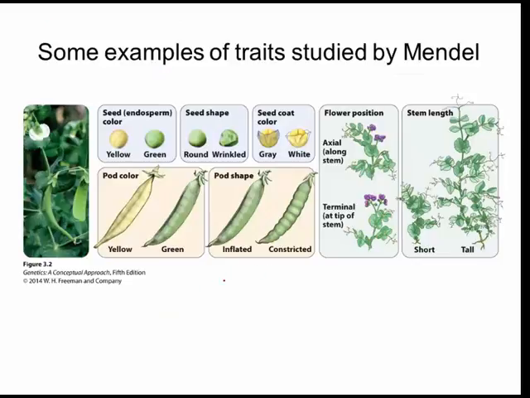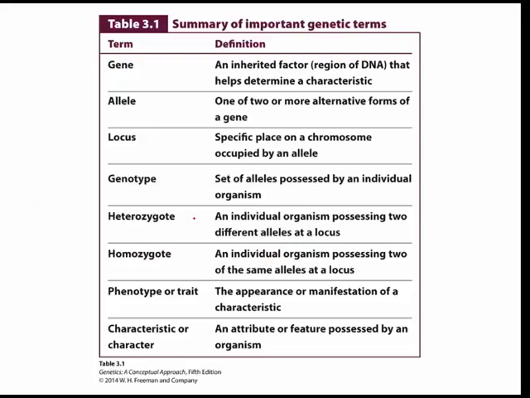This is just an example of some of the traits that he used, and we'll use some examples of these. Yellow versus green, round versus wrinkled. I've never used gray versus white. Yellow versus green pod color versus seed color. A lot of different traits that he looked at. And we'll just use a couple of these as examples here and there. And it's always good to go back to Mendel just to get things started out.